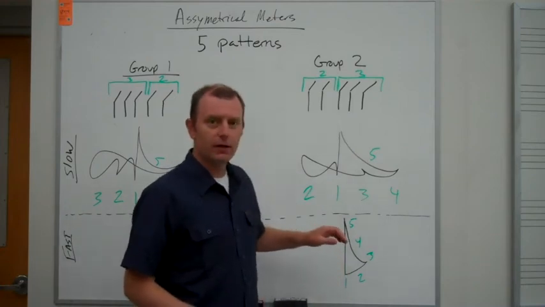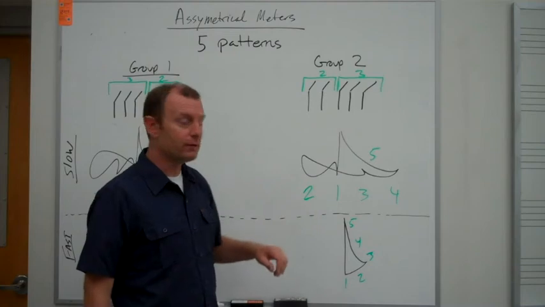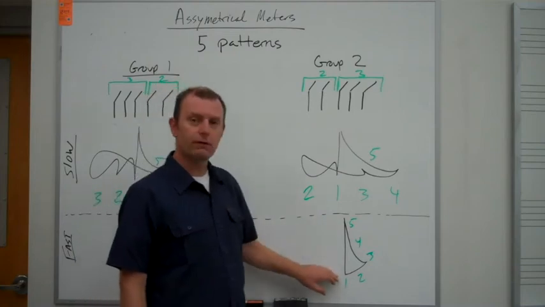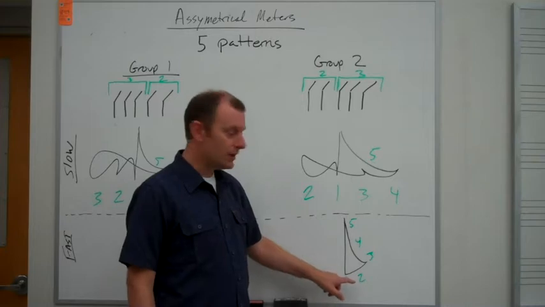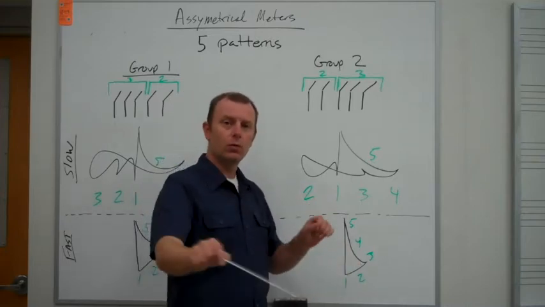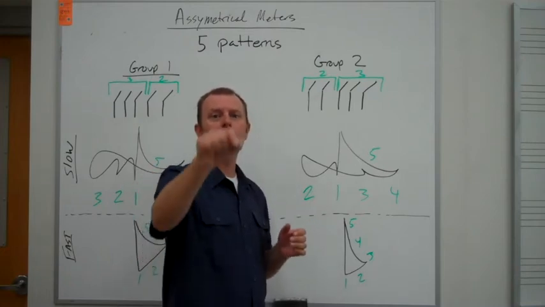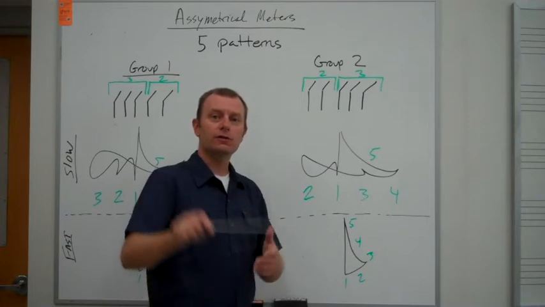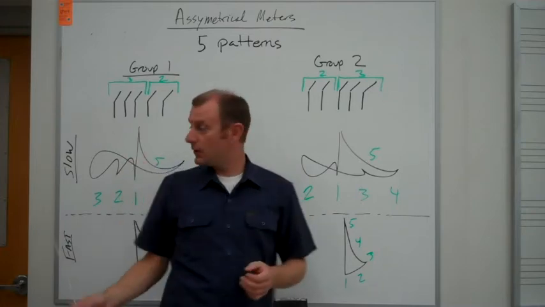If we're looking at this side with our grouping of two followed by a grouping of three, we're just going to reverse it. We're going to put our simple on the first beat and our compound on the second. 1, 2, 3, 4, 5. And so we notice the drag coming in on the upward motion rather than the outward motion that we had for this side.